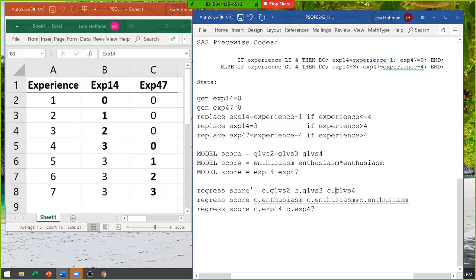Oh, hang on, no equal sign. That's a copy-paste error. There we go. The first variable after regress is always the outcome. The variables that come after that are the predictors whose slopes you're trying to estimate.